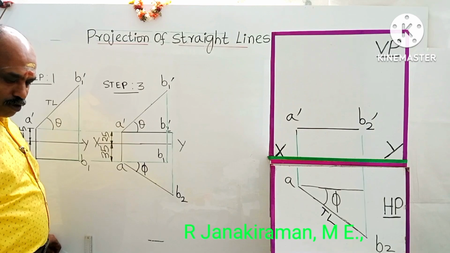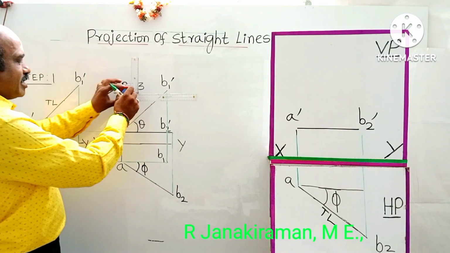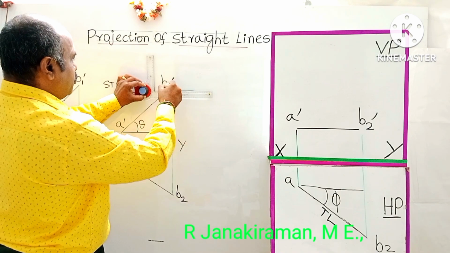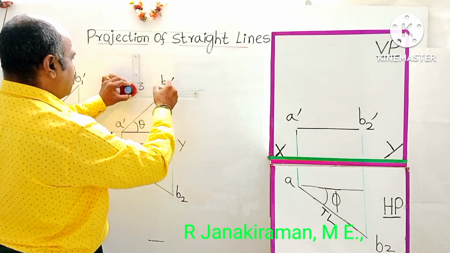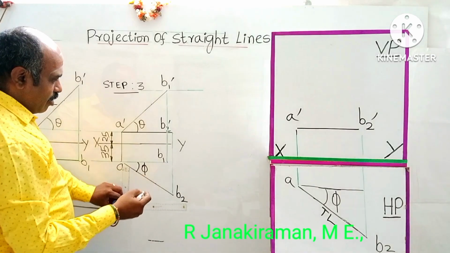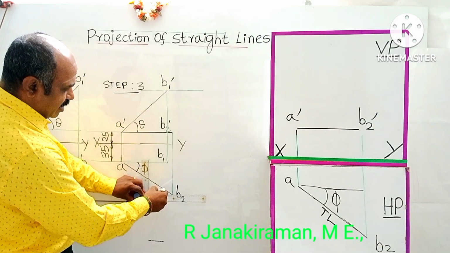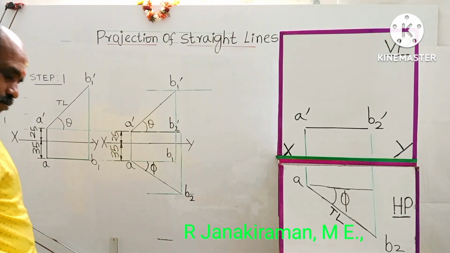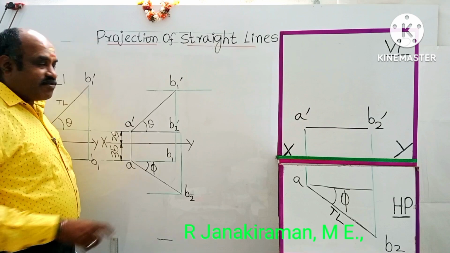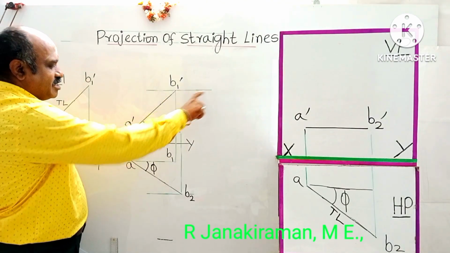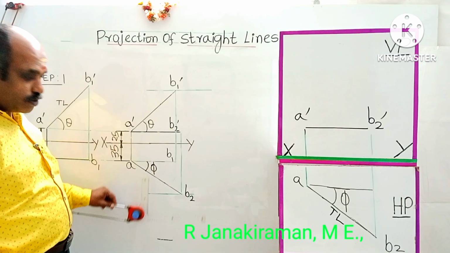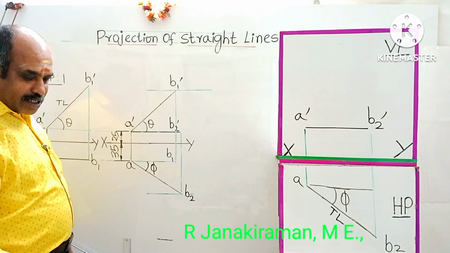Before that, draw a locus line, the horizontal line, passing through B suffix 1 dash. Draw the locus line using a 2H pencil like this. Similarly, for the top view B2, draw a locus line using the longer scale of your drafter, using a 2H pencil, lighter line.